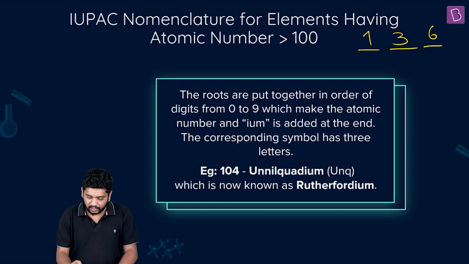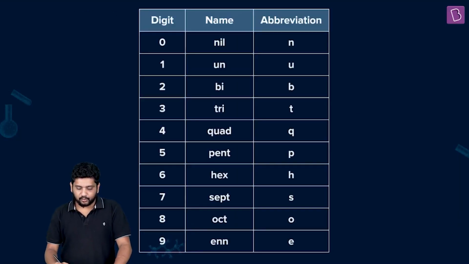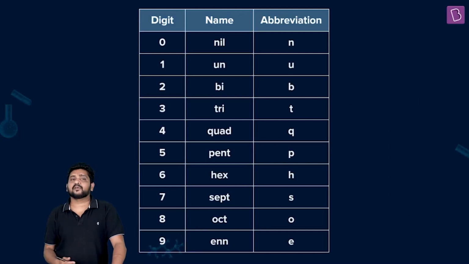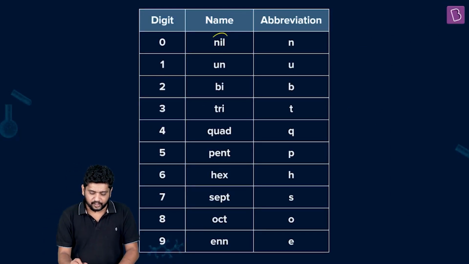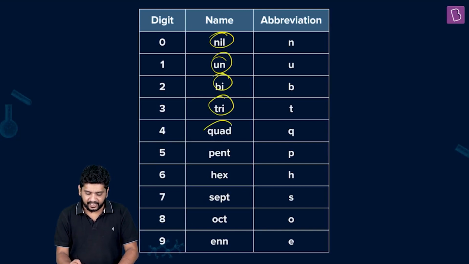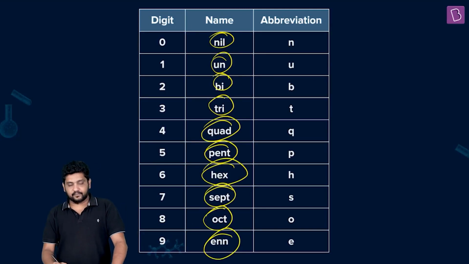So the roots are put together. Digits from 0 to 9 have replacements, and for example 104 is unnilquadium, right? I'm pretty sure you know all of these, but yeah, 0 is replaced by nil, 1 by un, 2 by bi, 3 by tri, quad is for 4, of course, pent is for 5, hex for 6, sept, oct, and so on, right?